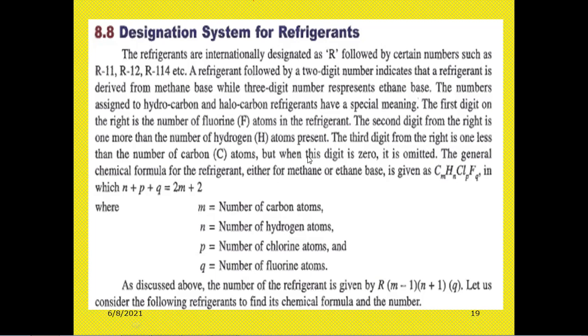So if there are two numbers, it is methane based. If there are three numbers, it is ethane based. Two numbers say that it is methane, so 11 and 12 are methane based, and 114 and 116 are ethane based.